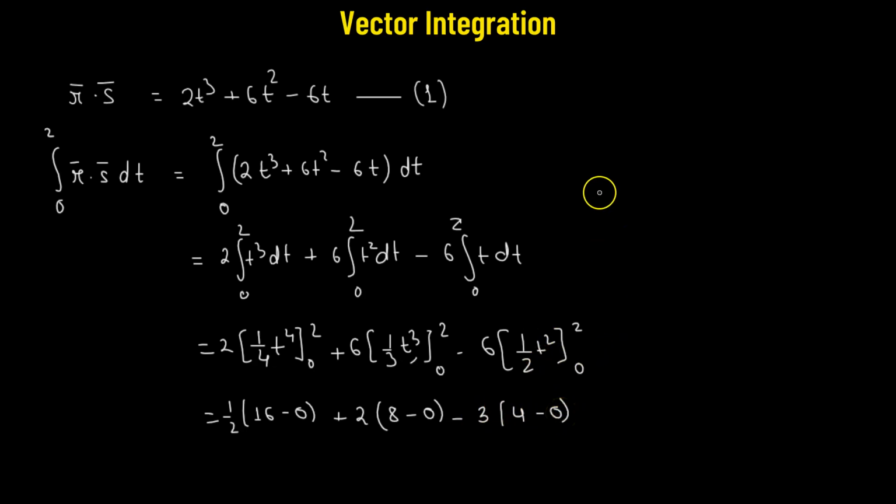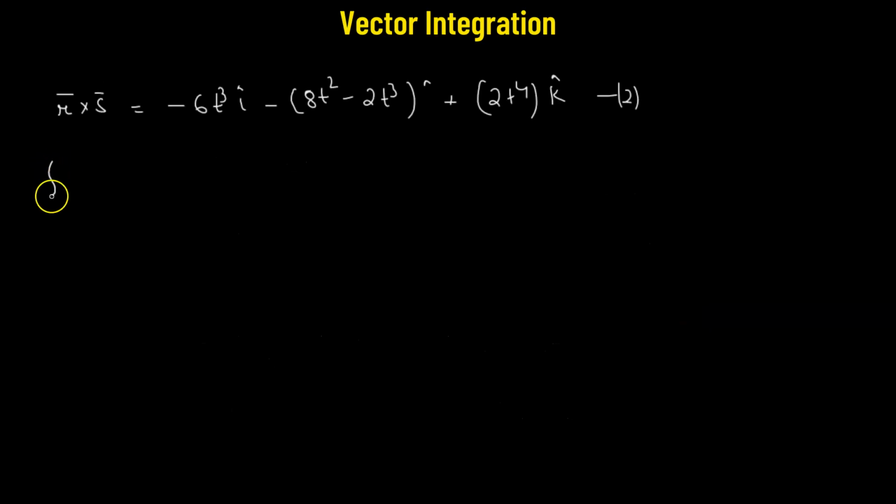And this will be giving us, we have half of 16, so that's 8, plus 2 times 8, so that's 16, minus 3 times 4, so that's 12. So this will be equal to 8 plus 16 minus 12, so that's 4. So we have 8 plus 4, so that's equal to 12. That means the value of the integral of the dot product between r and s with respect to t will be equal to 12. Now let's do the next integral.